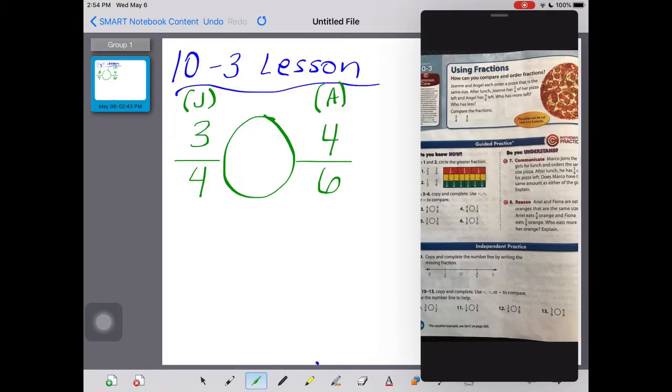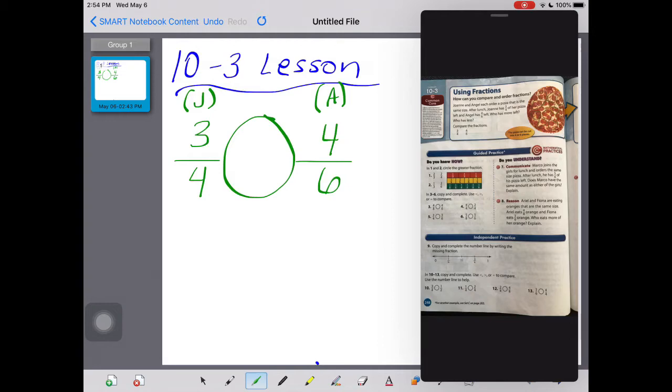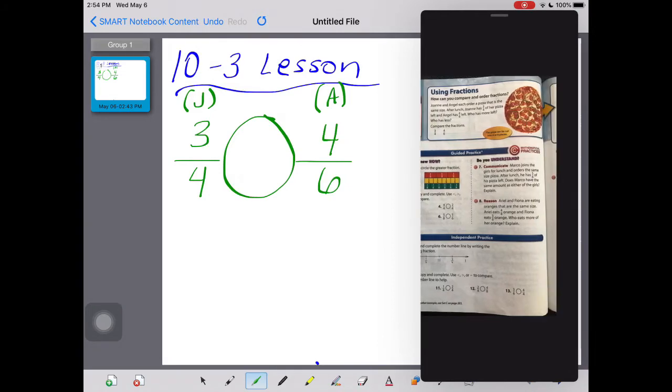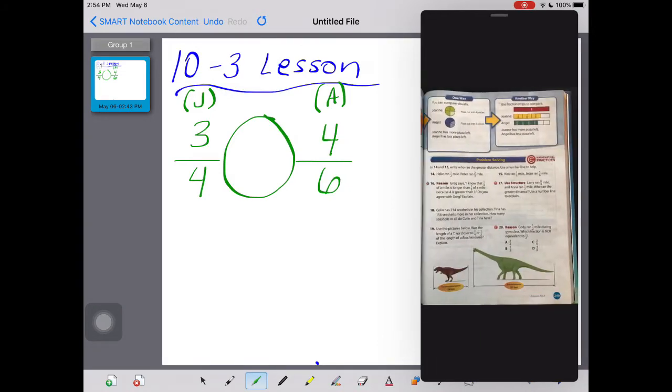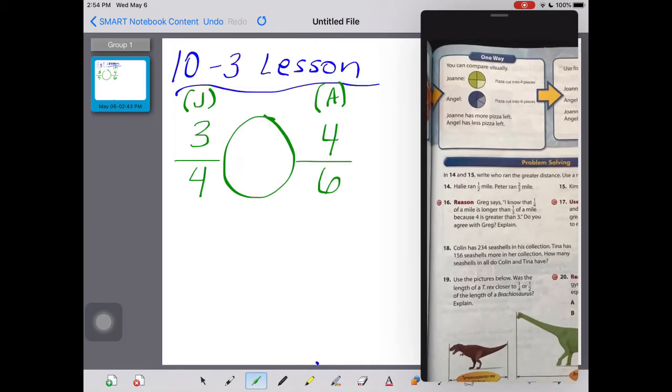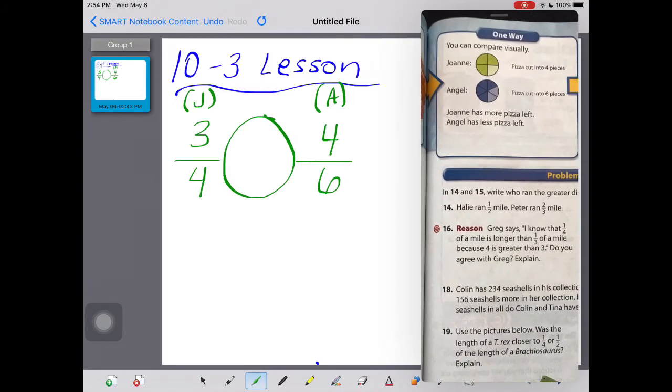And one way that we can figure this out, and I'm going to look at the next page, on page 249, it says, hey, you can compare visually, and in this case, why don't we draw circles to represent the pizza? So let's do that. So for Joanna, I'm going to draw 2 circles, and they have to be the same size because the pizzas are the same size. So here's Joanna's pizza.